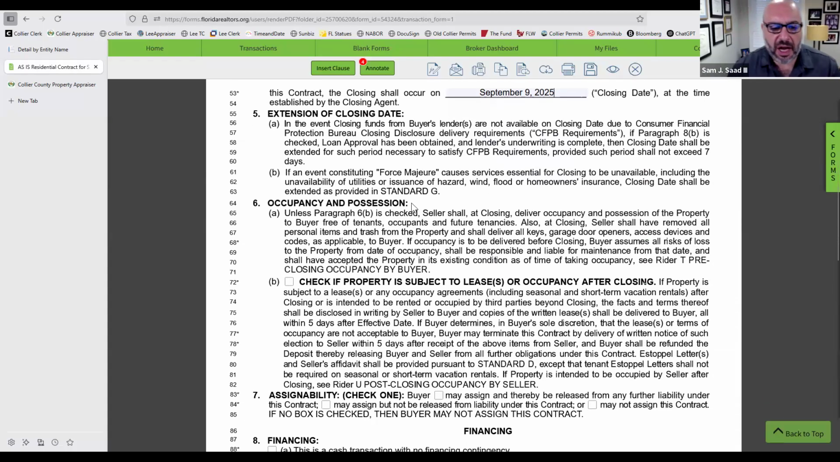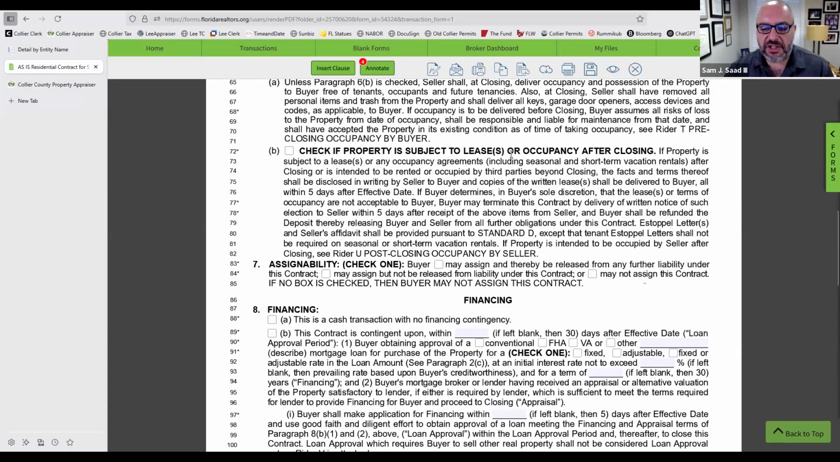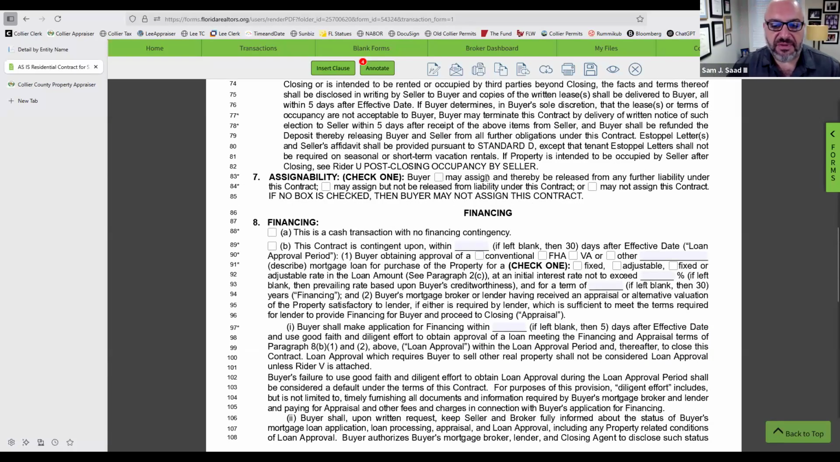Now, the next blank we have to look at is whether the property is subject to a lease. If the property is subject to a lease, we check the box here on line 72, and that gives the buyer and seller some additional obligations and options. Seller has 5 days to get the leases that the property is subject to over to the buyer, who then has 5 days to review and terminate if they don't like them. This is not a leased property, so we're going to uncheck that box, and we're not going to worry about leases.